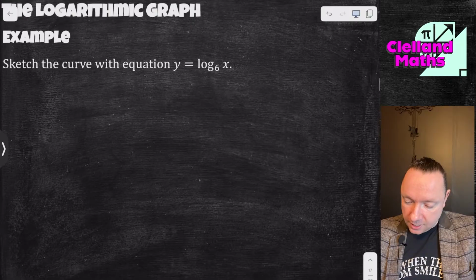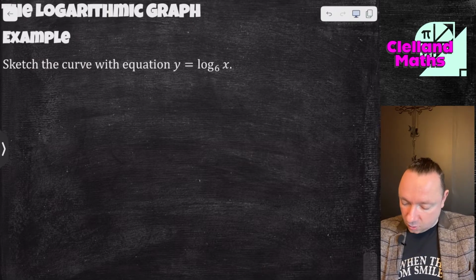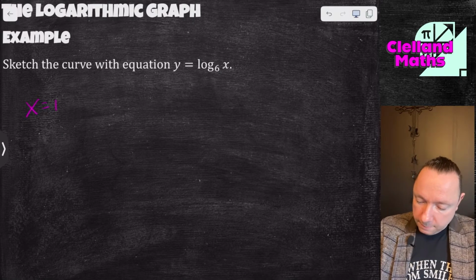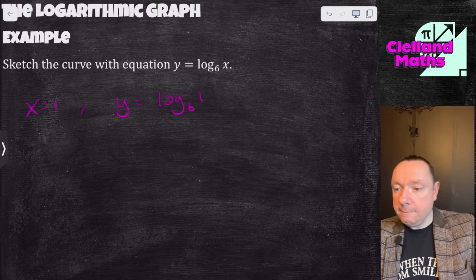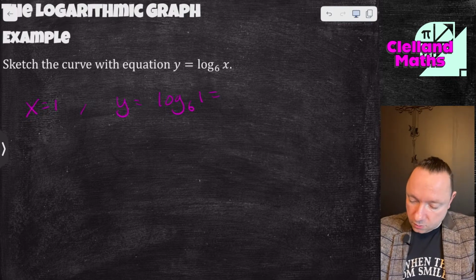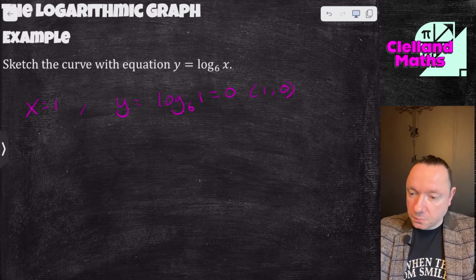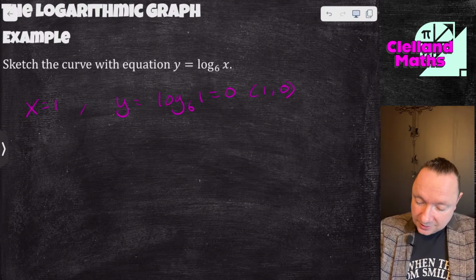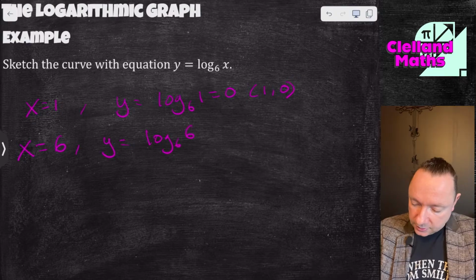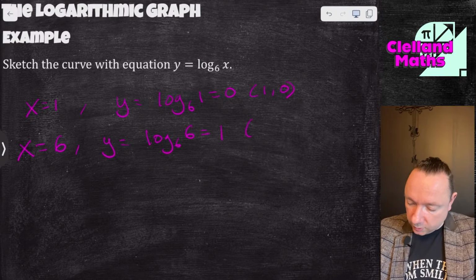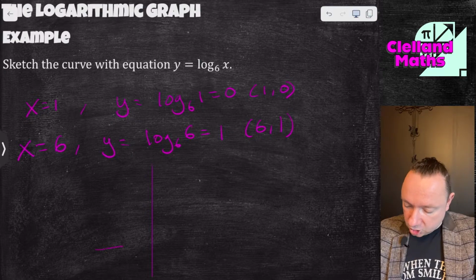So let's have a look at some graphs. Let's look at log base 6 of x. So when x equals 1, we get y equals log base 6 of 1. Our log of 1 is always 0, so we get the point (1, 0). And then the other point we need to look at is the base, which is 6. So we look at 6, we get y equals log base 6 of 6, which is 1, so the point is (6, 1). And then we get our curve sketch.